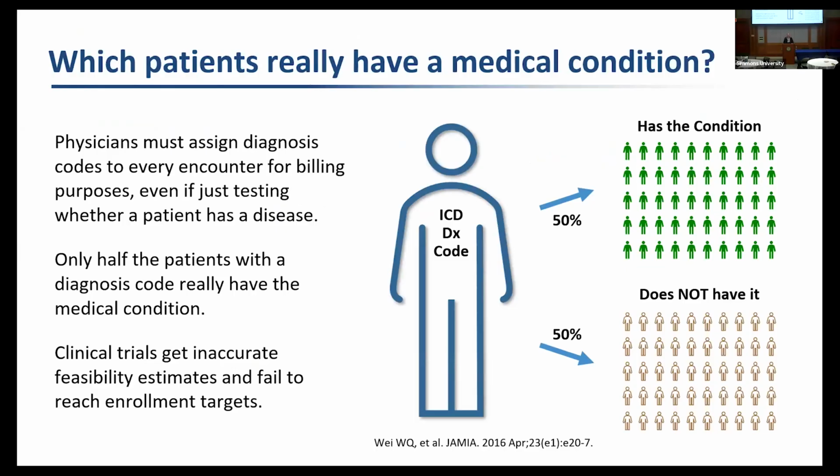So as I mentioned yesterday, physicians have to assign diagnosis codes for billing purposes, even when they're testing to see if a patient has a condition. So a lot of times, across many different diagnosis codes, only half of the patients who have that code end up really testing positive for the condition and have the medical condition, but that code remains. So the electronic health records are filled with these incorrect diagnosis codes, and they can result in misleading findings when you run queries. For clinical trials, it means that trial investigators may think that there's a certain number of patients at the hospital, but it turns out maybe only half of those patients are really eligible, and they may fail to reach the enrollment targets of the study.